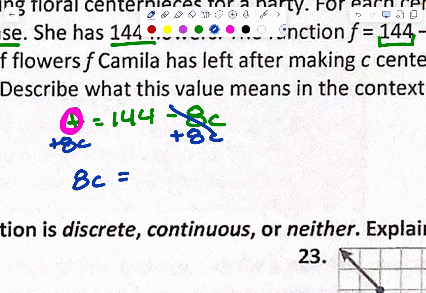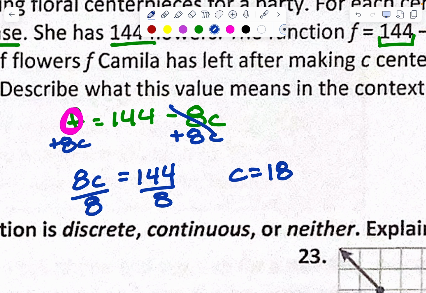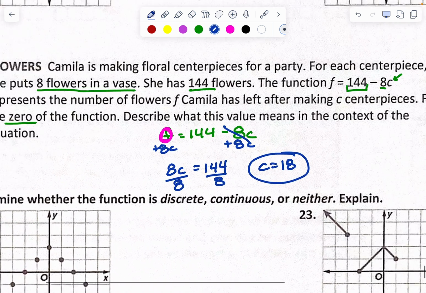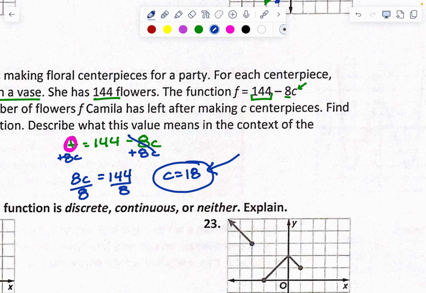Sure. 8C equals 144, and then let's divide by 8. 144 divided by 8 is 18. Now, 18 is my answer, but describe what this value means in the context of the situation. 18 what? The max number of vases. 18 is the max number of centerpieces or vases that we can make. In order to have 0 flowers left, we would have 18 vases. Good?